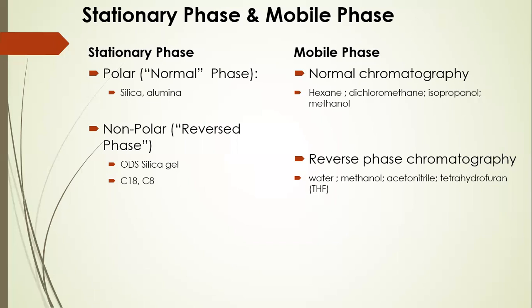Whereas in reverse phase chromatography or reverse phase HPLC, the mobile phase is polar, and generally we use an aqueous mobile phase, so the water content is more than the other component. So for example, we use water, methanol, or both, or water with acetonitrile.